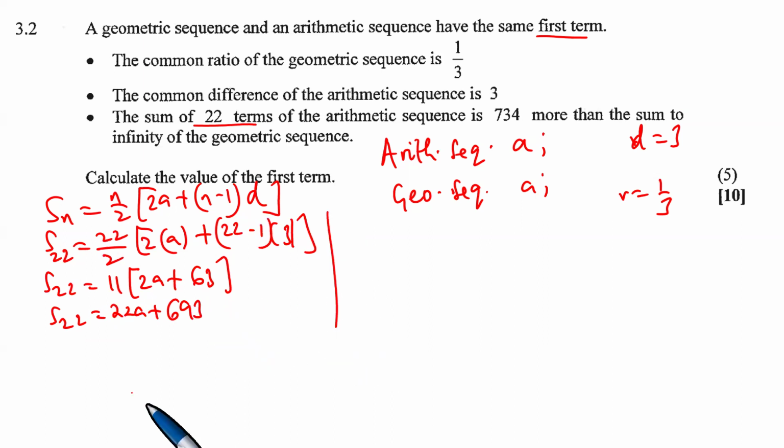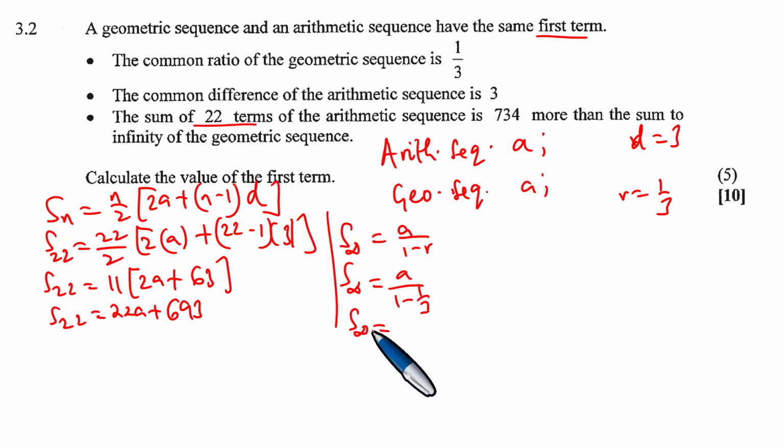Okay, now there's something extra. The sum of 22 terms of the arithmetic sequence is 734 more than the sum to infinity. We need to find the sum to infinity, which is the first term divided by 1 minus r. The first term is the same, a, and 1 minus the common ratio of 1/3 gives the sum to infinity as 3a over 2. Okay, we have that.